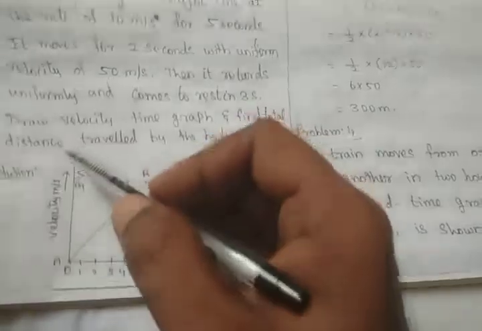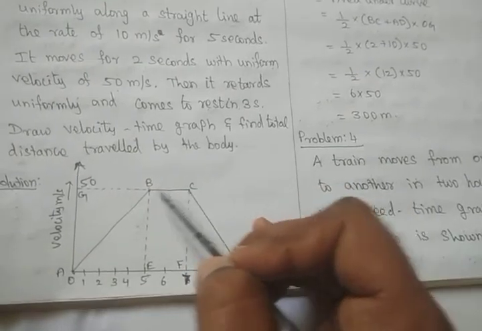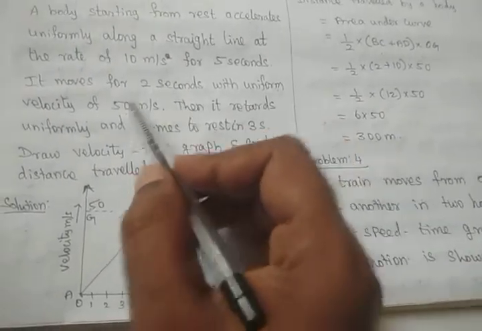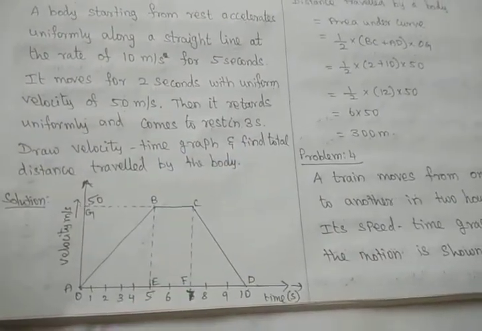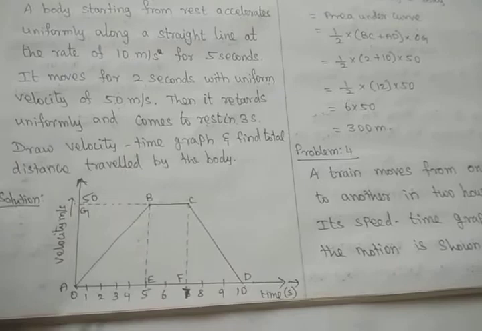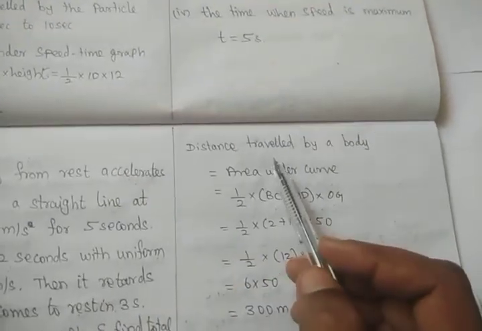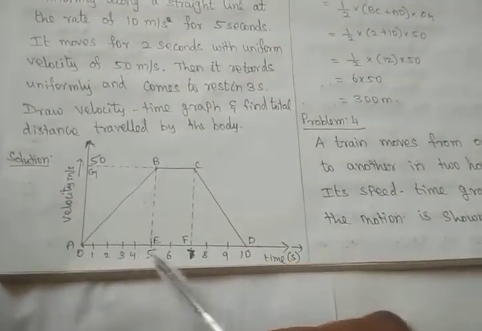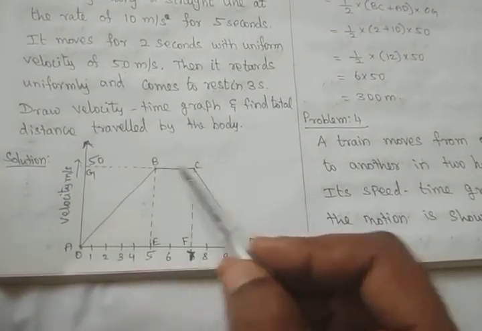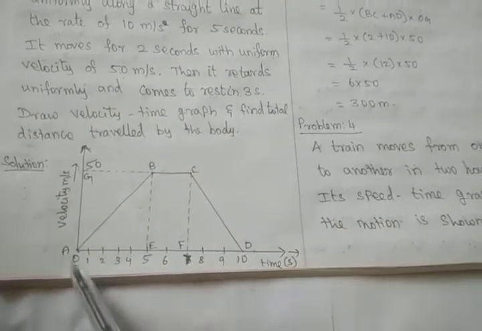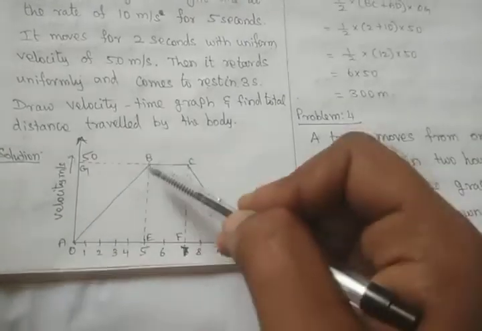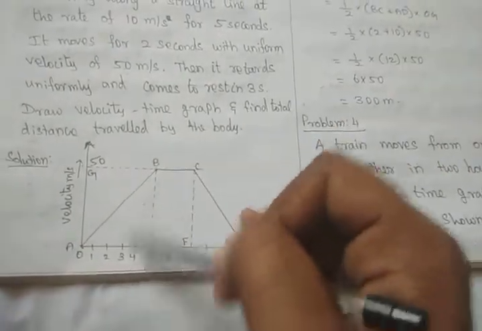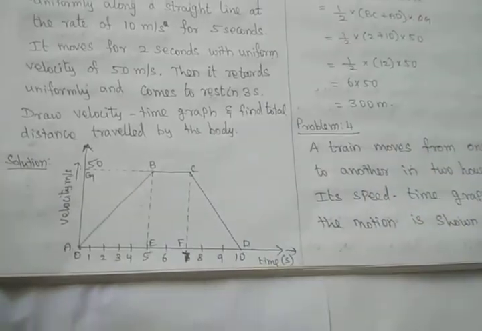So what is the velocity time graph? In between those 2 seconds, the uniform velocity is 50 meter per second, so I will note down that it is 50. So the question is, what is the distance traveled by the body? The distance traveled by the body is the area under this curve. So this area is a trapezium. Trapezium means half into the 2 parallel lines, BC plus OD, half into BC plus OD, then the height. So what is this height? This height is 50. So very simple.